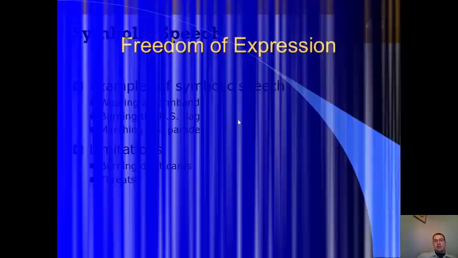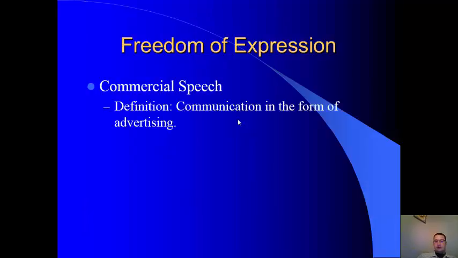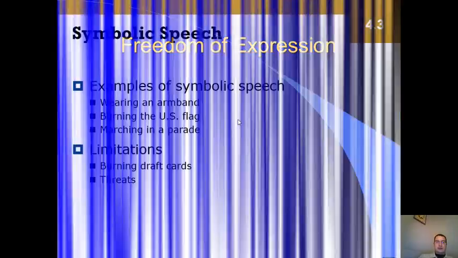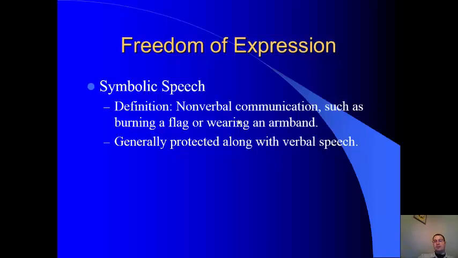Symbolic speech. So not all speech is written or spoken. It can also be nonverbal, like burning a flag or wearing an armband. Generally protected along the same lines as verbal speech. So you have the right to burn the flag as symbolic speech. You have the right to donate money to a campaign as symbolic political speech. You can wear an armband. You can wear various things in support of political movements that you feel strongly about.